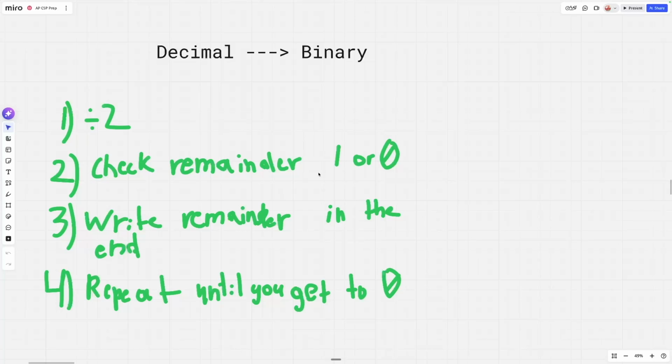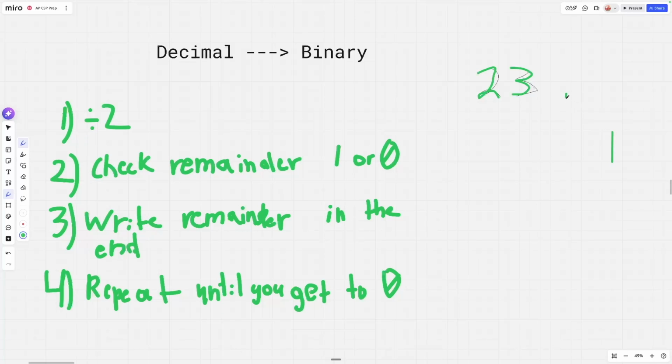Then check if the remainder is 1 or 0. Write the remainder in the end and repeat until you get to 0. Let's convert the decimal number 23 into binary. First, you have to divide it by 2. If we divide it by 2, we get 11 and the remainder of 1. So therefore, we write 1 at the end.